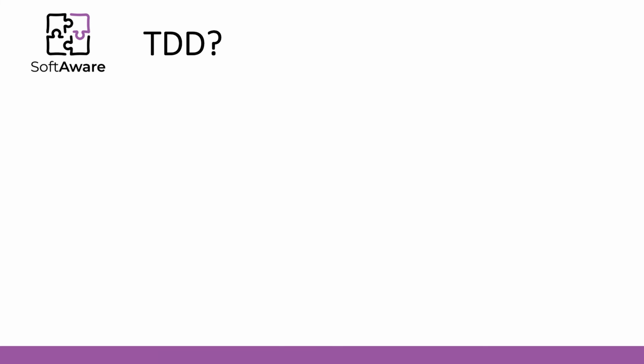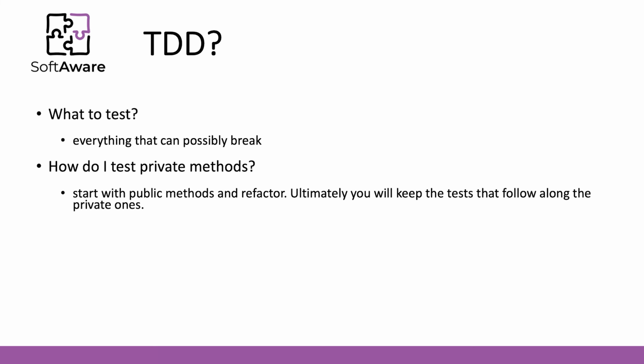So, when should we consider using TDD? It depends on what you want to test, and the suggestion is that you should test everything that can possibly break. Specifically for object-oriented programming, and for instance private methods, a dedicated approach should be followed, and you could start with public methods and then refactor, and ultimately you will keep the tests that follow along the private ones already under test.